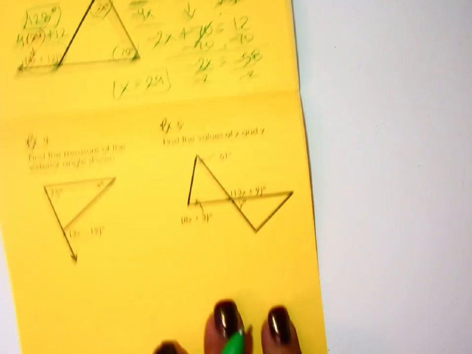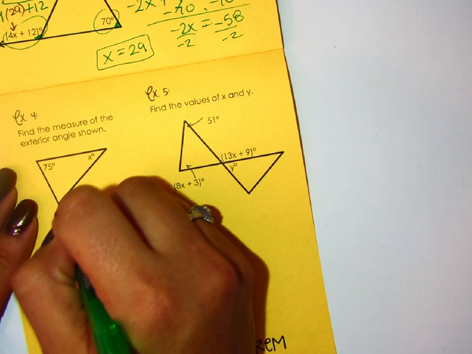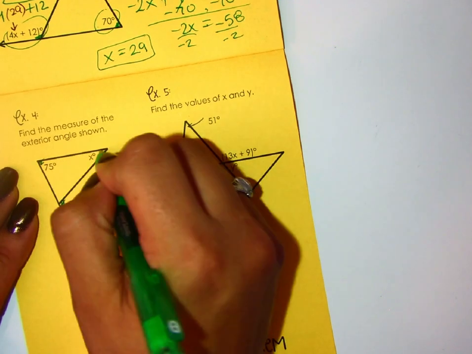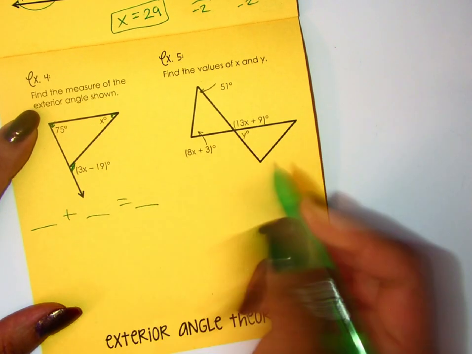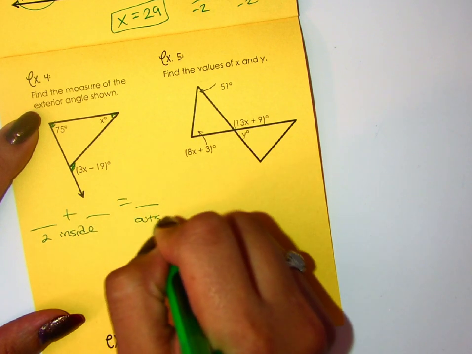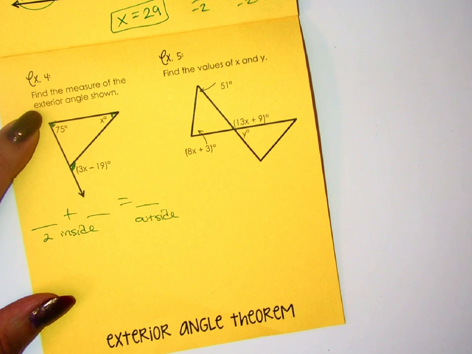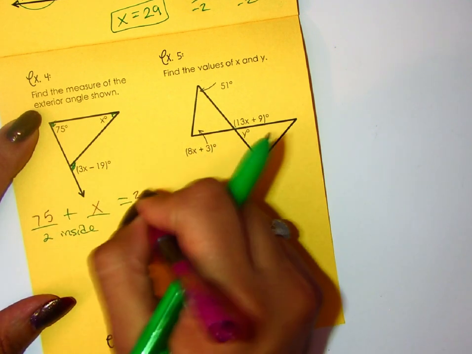All right, let's try 2 more examples. We have, again, an exterior angle right here, and then 2 interior angles right here. So we're going to have this plus that equals that. So the 2 inside equal the outside. So 75 plus x equals 3x minus 19.